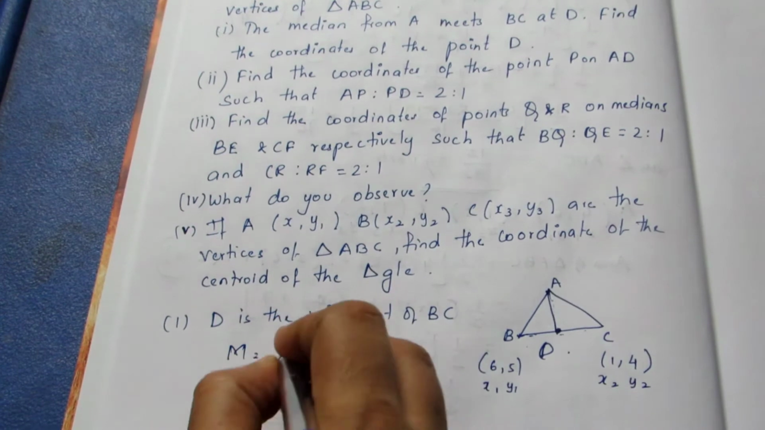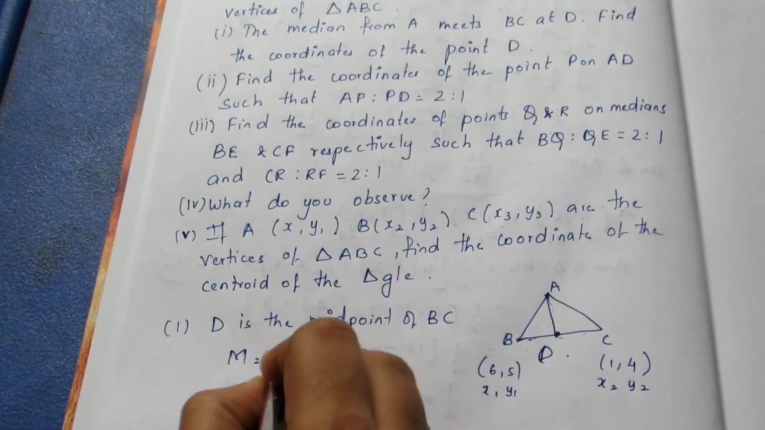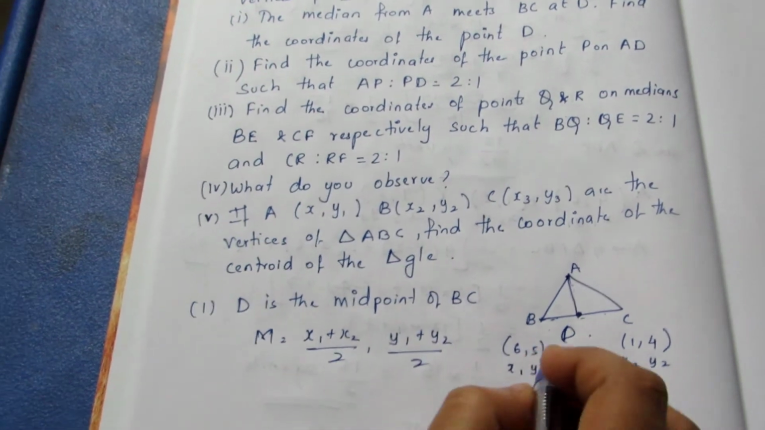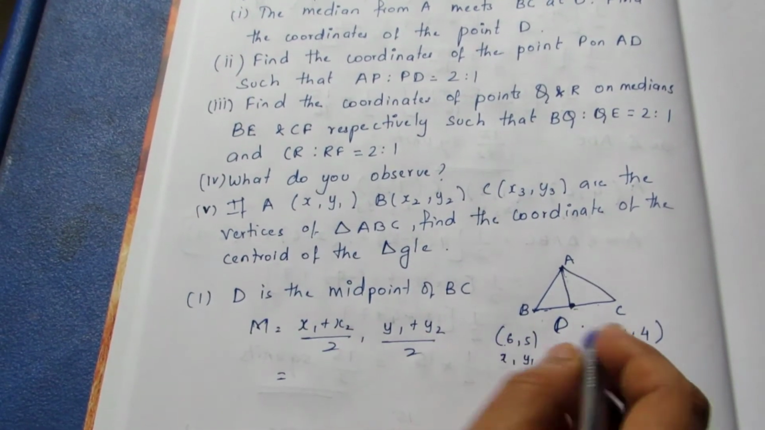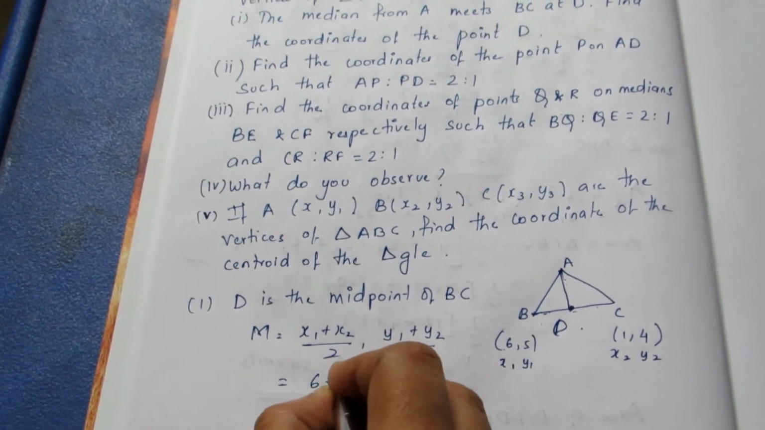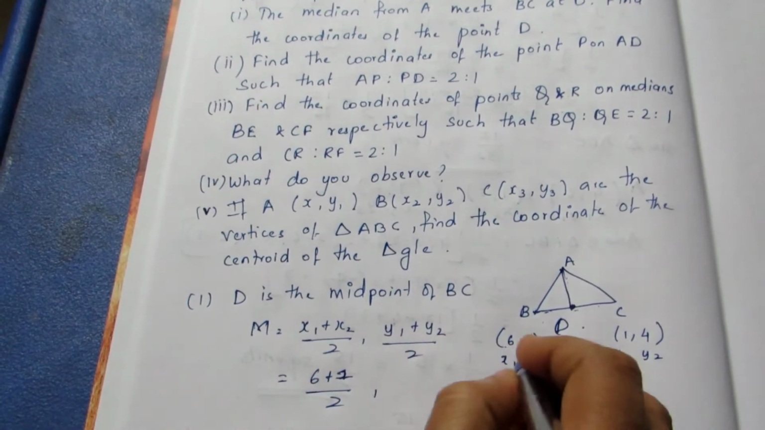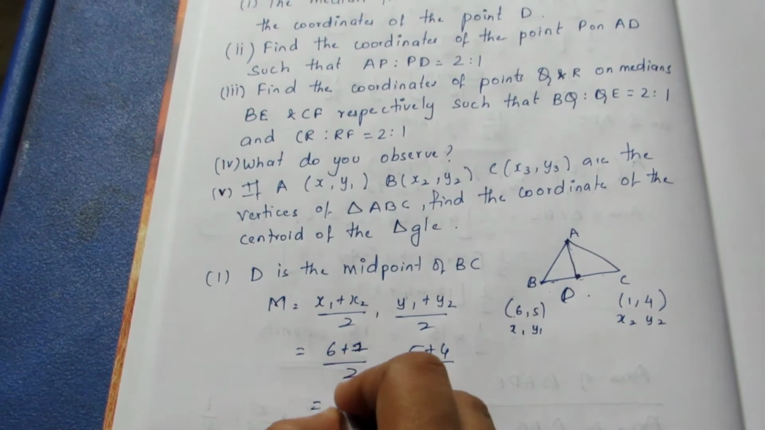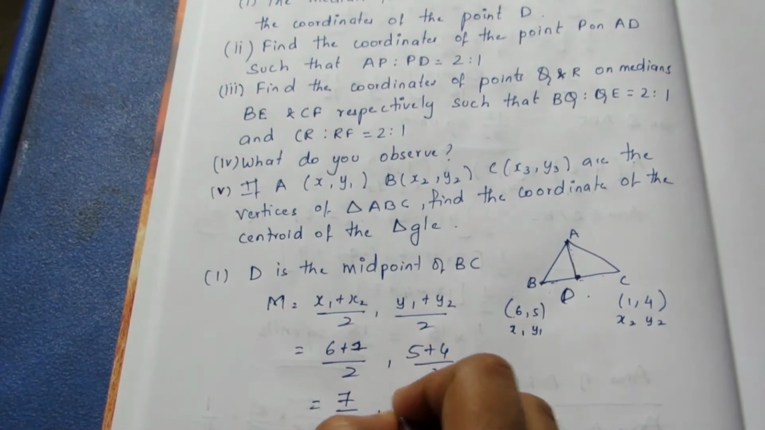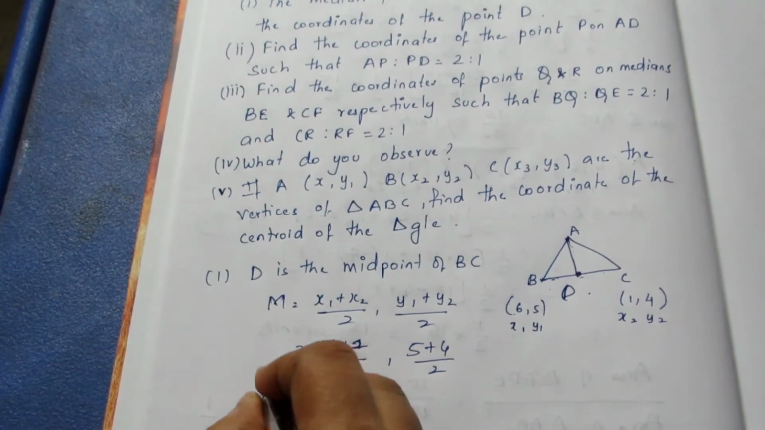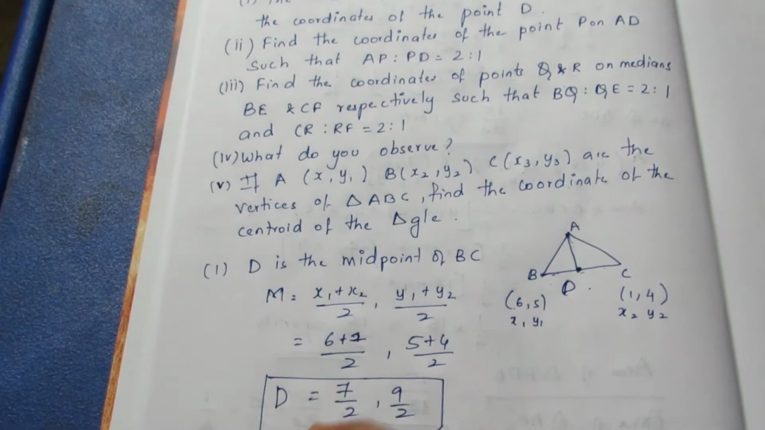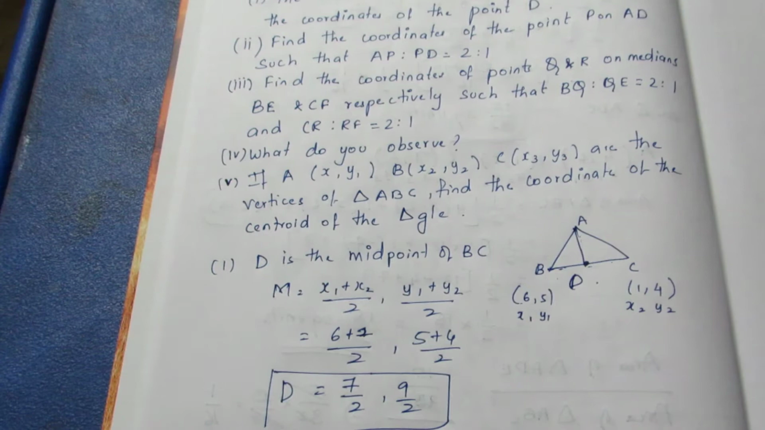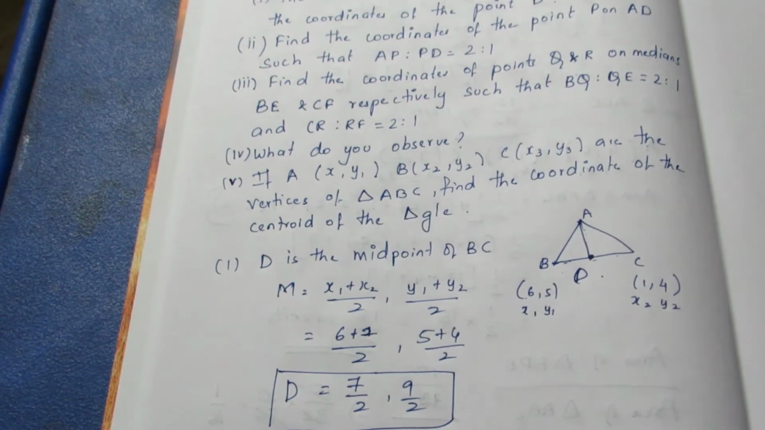Midpoint formula is (X1 plus X2) by 2, (Y1 plus Y2) by 2. Substitute the values now. (6 plus 1) by 2, (5 plus 4) by 2, which is 7 by 2 and 9 by 2. So this is the point D, which is (7/2, 9/2). So the first subdivision is over. We'll move on to the second subdivision.